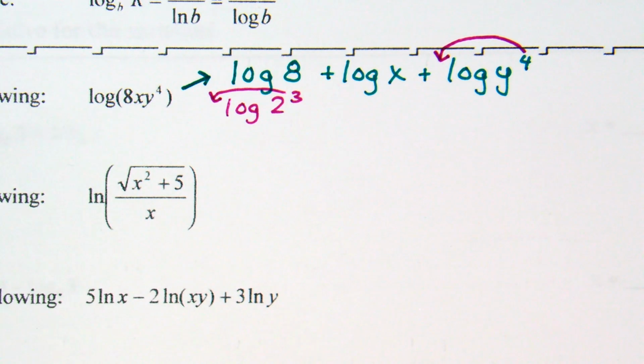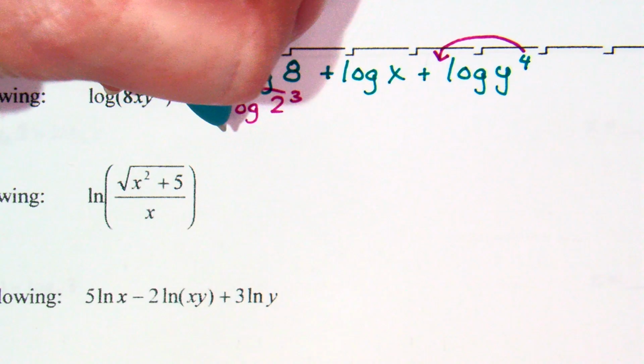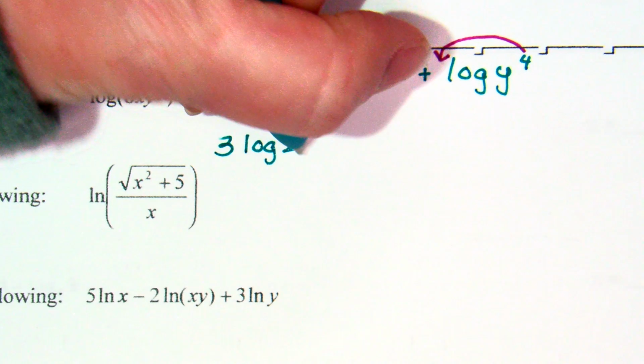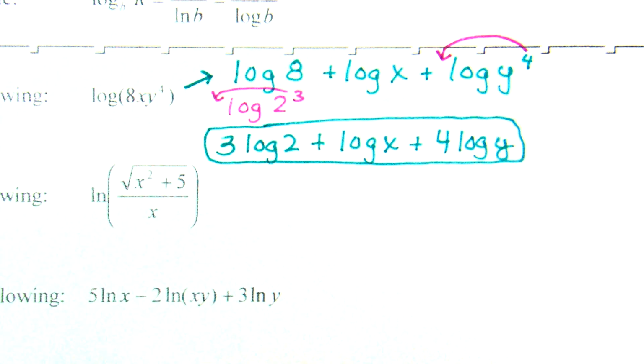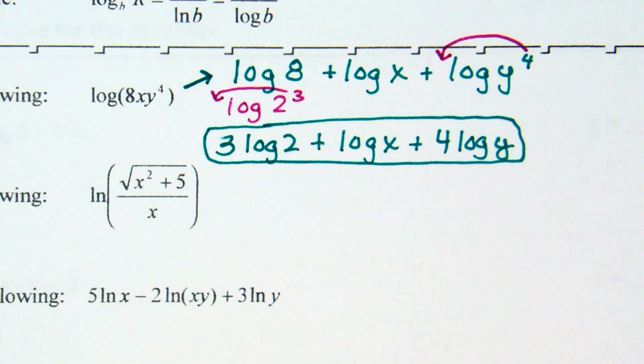Log of 8 became log of 2 to the 3rd, which now becomes 3 log 2. Plus I have log x plus 4 log y. And at that point, we are fully expanded. We have separated any multiplication or division. We have taken any powers and put them out front. Questions there?